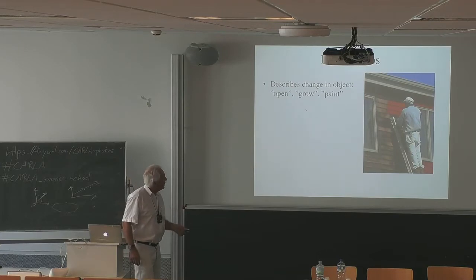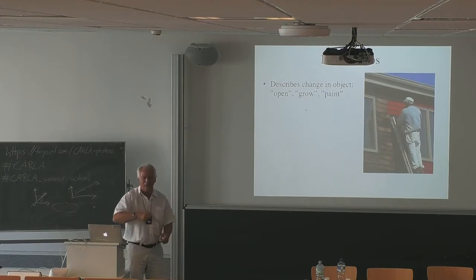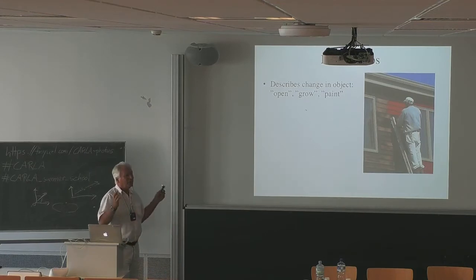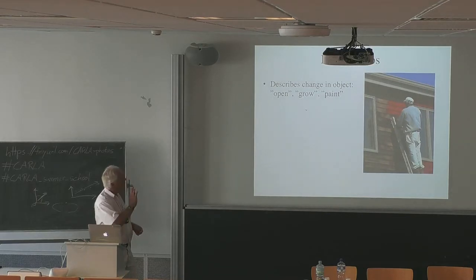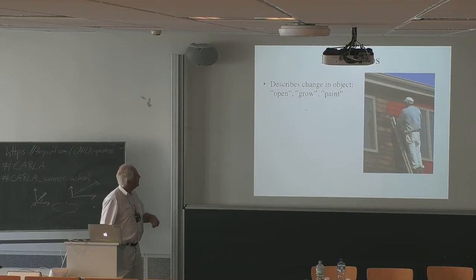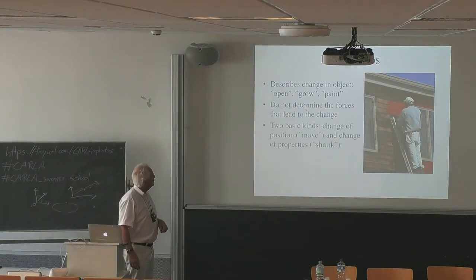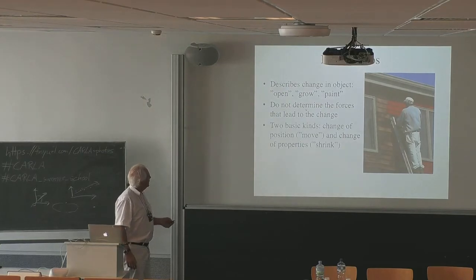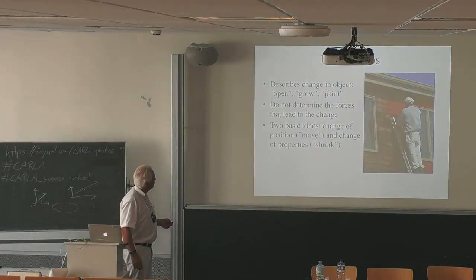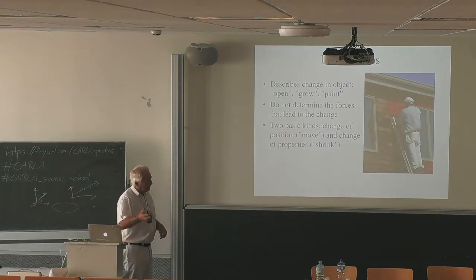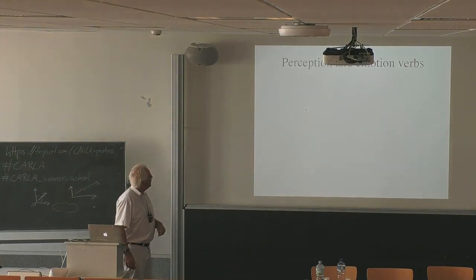It's a change, growing a plant, paint a house. I picked this picture because you can't see how it's painting the house if you're using a brush or a roller or a sprayer. But what's important here is that the color of the house is changing. You can't see the manner, but you can see the result. And result verbs don't determine the forces that lead to the change. You have two basic kinds: change of position in ordinary space and change of properties in category spaces.